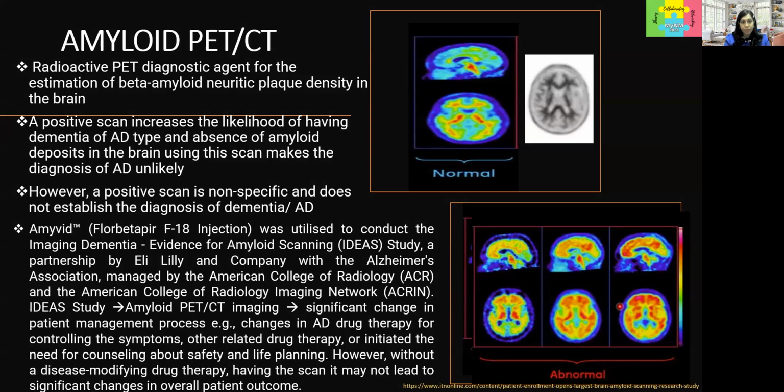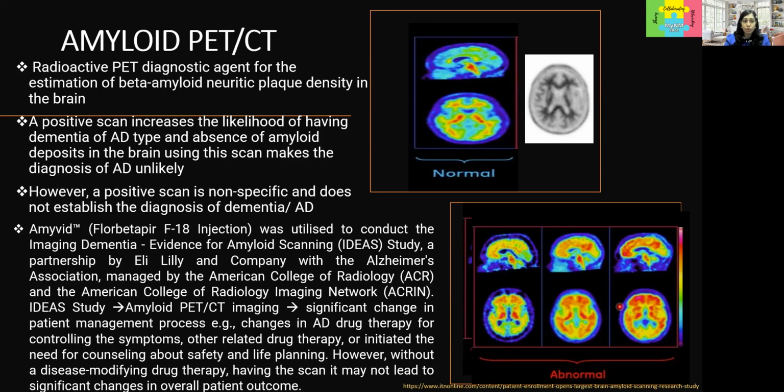Florbetapir was utilized to conduct the Imaging Dementia Evidence for Amyloid Scanning, the IDEA study, a partnership by Eli Lilly and Company and the Alzheimer's Association. The IDEA study using amyloid PET-CT imaging identified significant change in the patient management process. For example, there were changes in AD drug therapy for controlling the symptoms, other drug-related therapy, or initiated the need for counseling about the safety and life planning for patients with dementia.